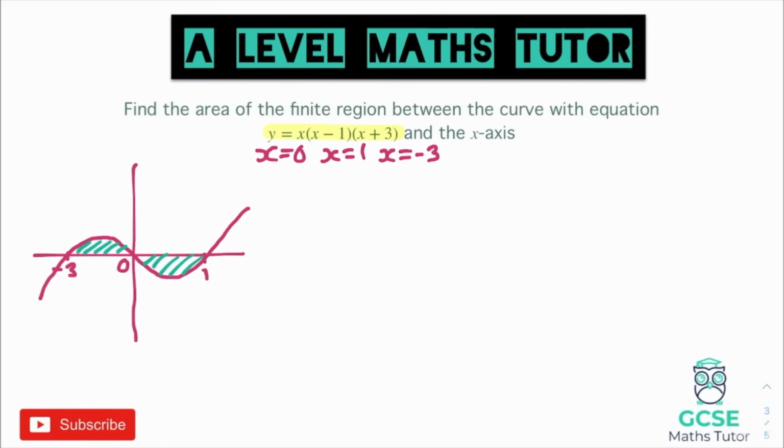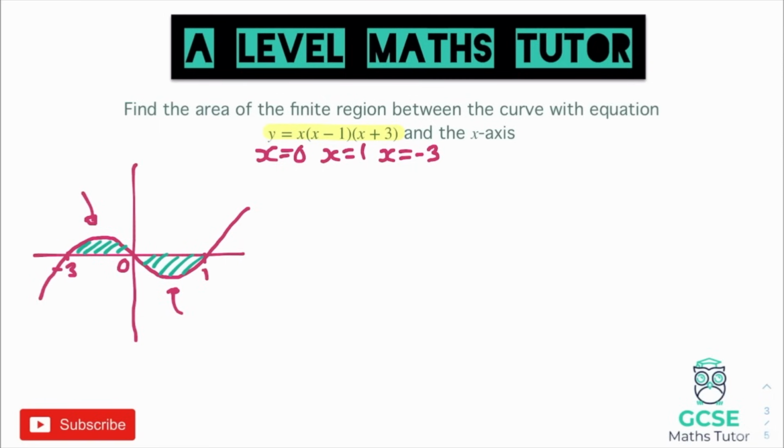But for now we just need to follow very similar steps. We're going to integrate our equation, and then we are going to use our definite integration between these 2 points, but we're going to do them separately. So we're first going to have a look at between negative 3 and 0, and then we're going to have a look between 0 and 1.